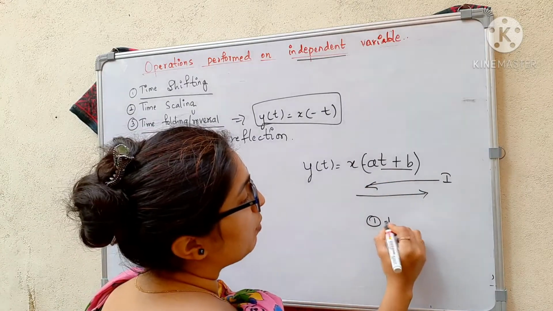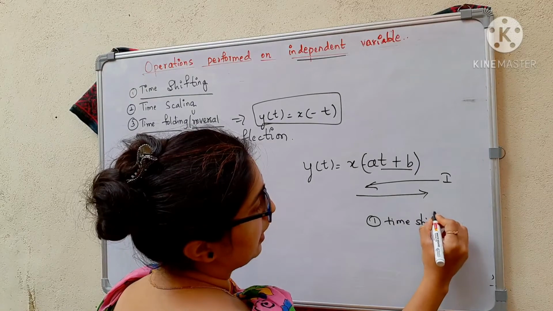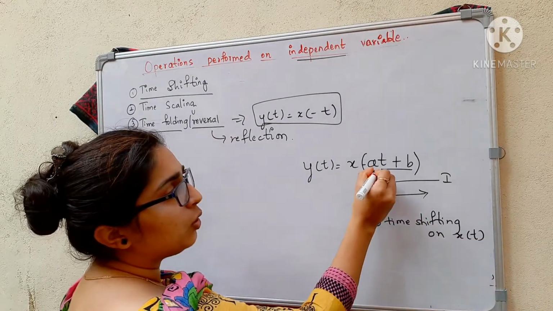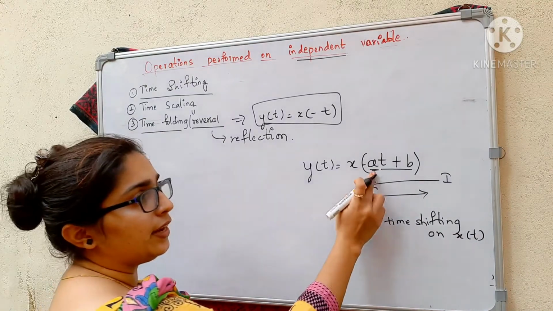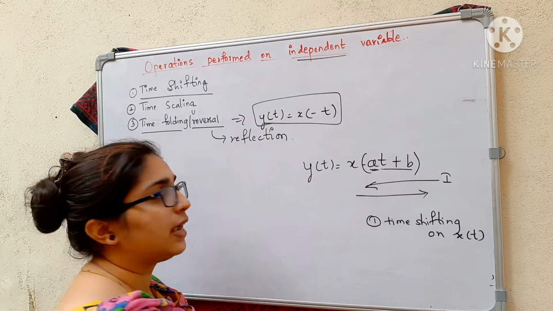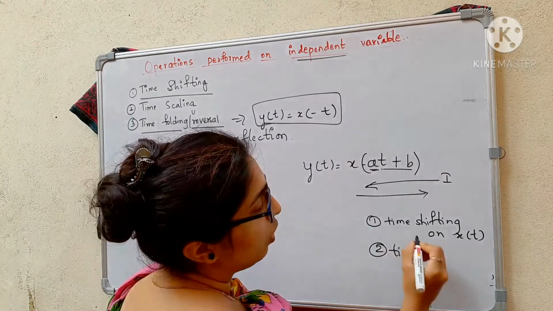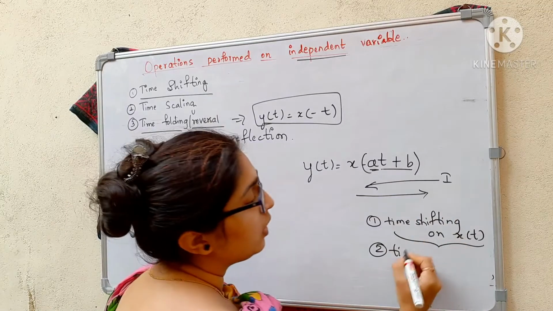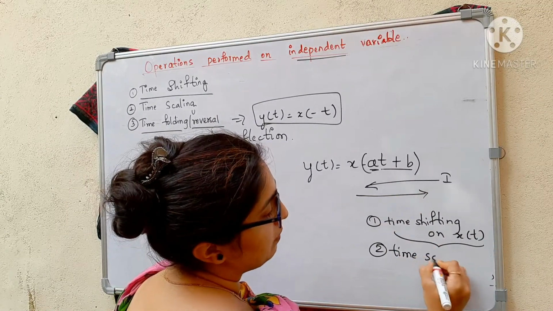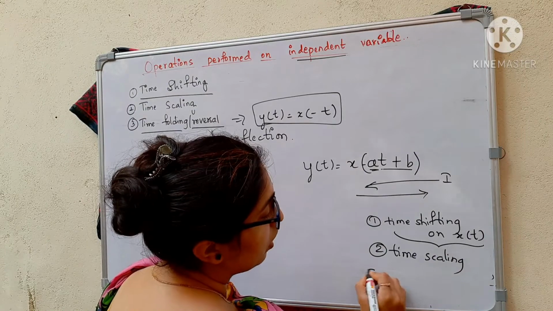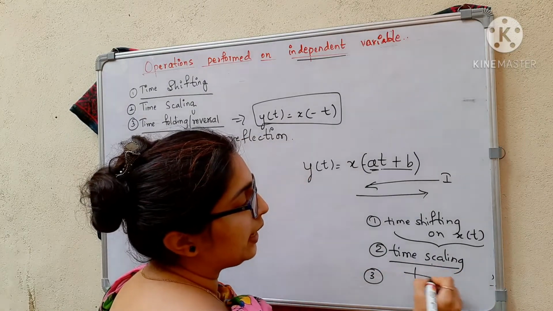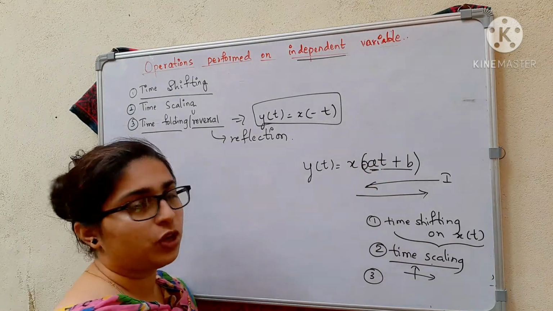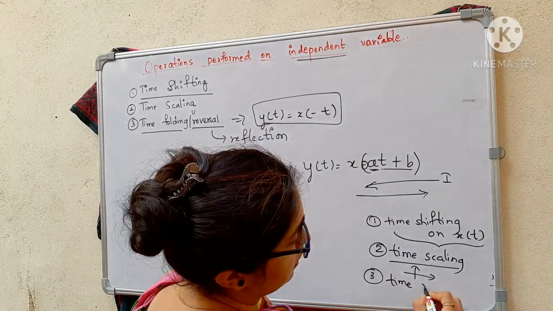So first perform time shifting on your signal x of t. Then you are going to get your scaling. A is multiplied with t, so it is a time scaling. So perform next on the received signal, the resultant signal of the first one, time scaling. And then after time scaling you will get another signal. On that you have to perform the last operation, that is time reversal.